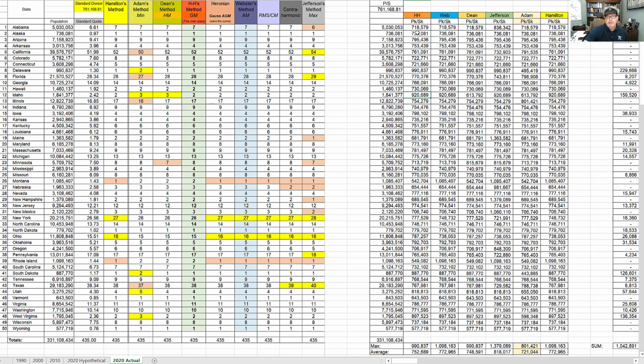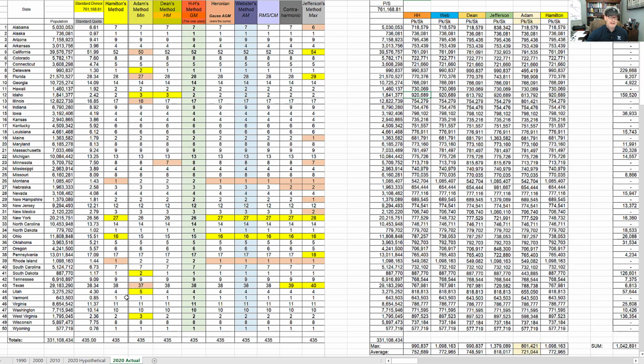Anyway, so if you do this with each method in each state, Adams will be the method which minimizes that maximum value. So the maximum value with Adams is 801,000. That's the smallest max if you go column by column. And if you find the average, Adams will also minimize that. And that seems like a nice property to have. You want to minimize how many people per seat are represented for each state.